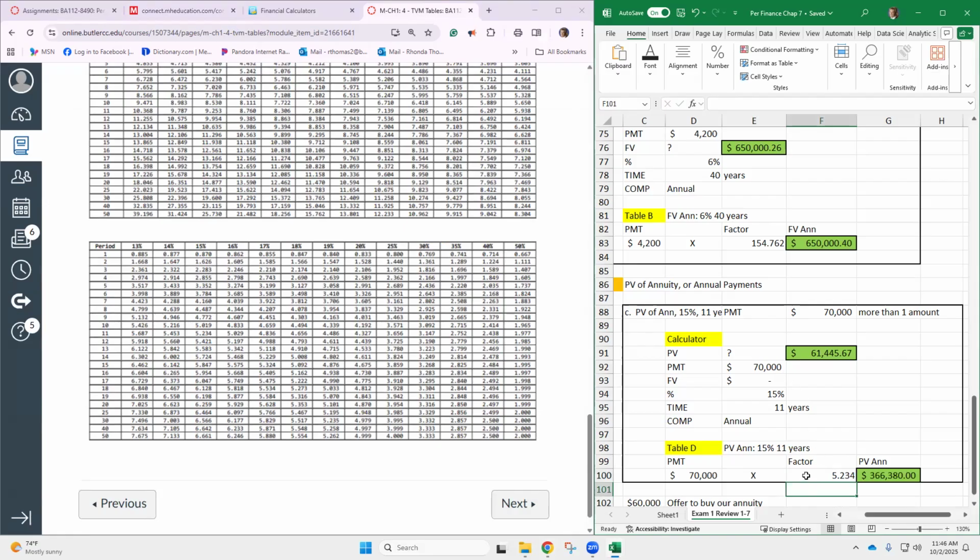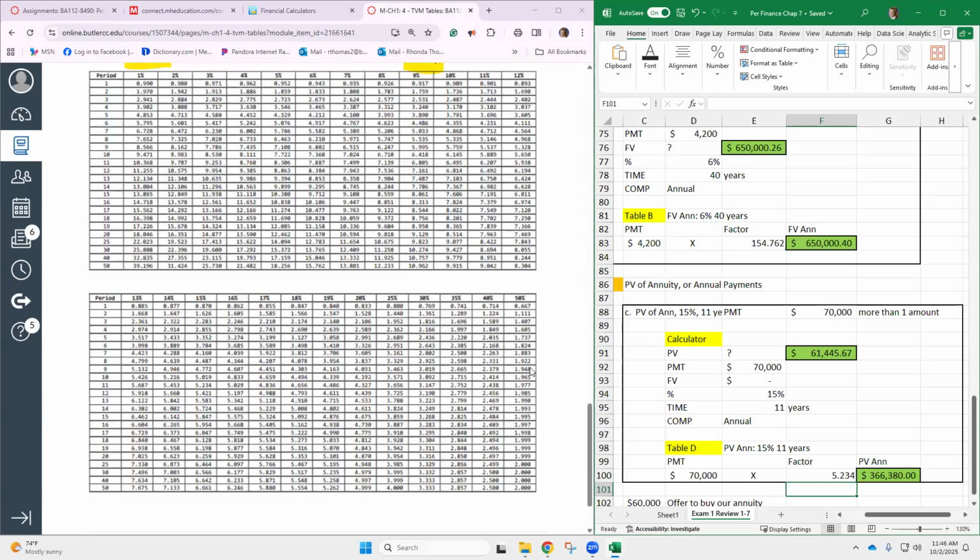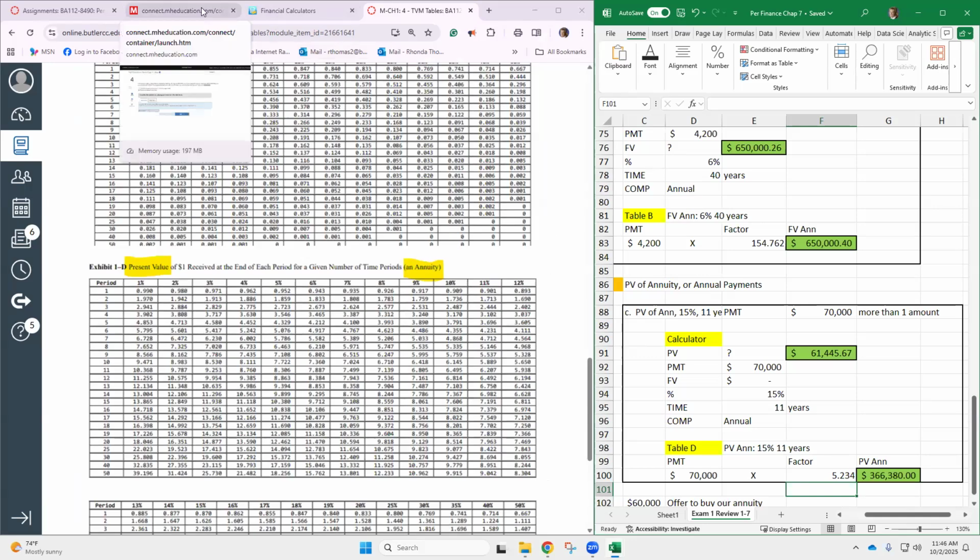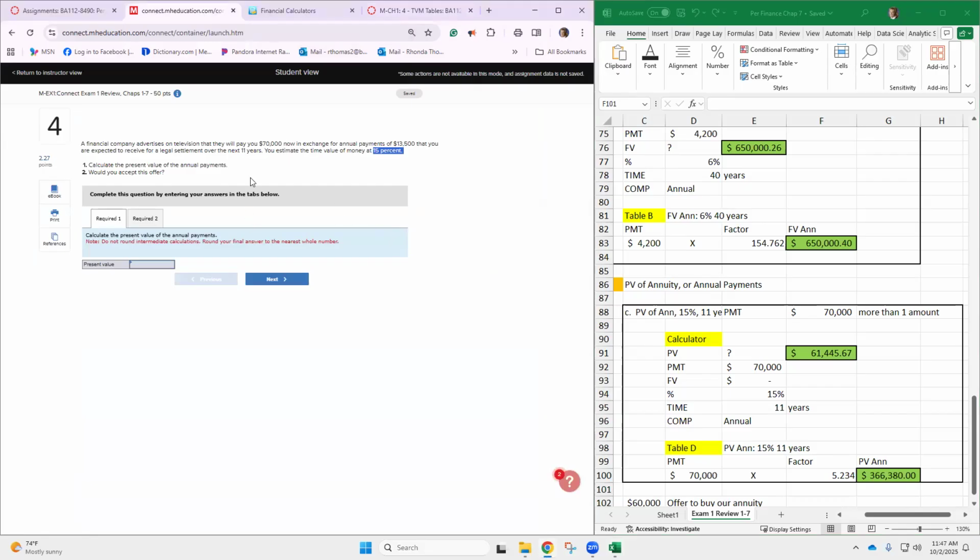That doesn't seem right. I don't think so. Let me go back and see what I did. We'll pay you 70, but for an annual payment. Oh, okay, what did I do? Hang on. Present value of an annuity. Oh, here it is, here it is. Watch it. Yep, okay.